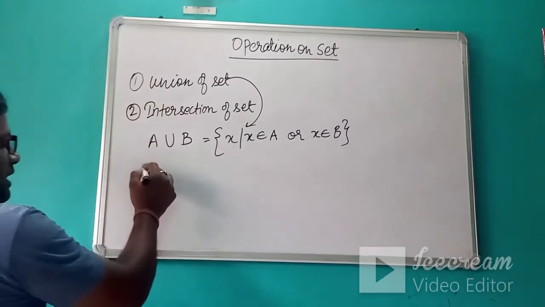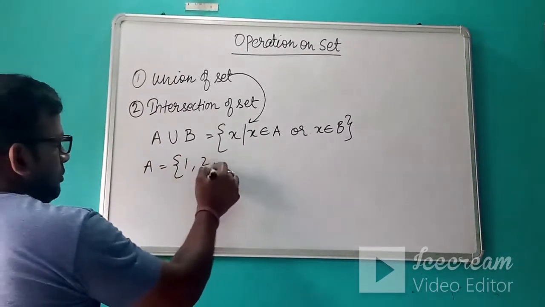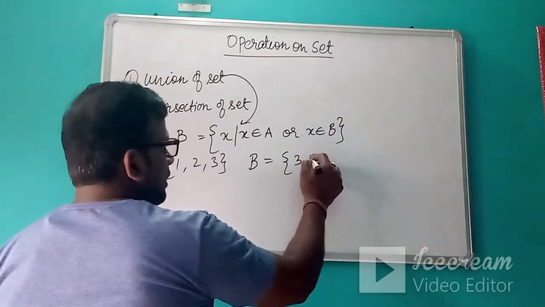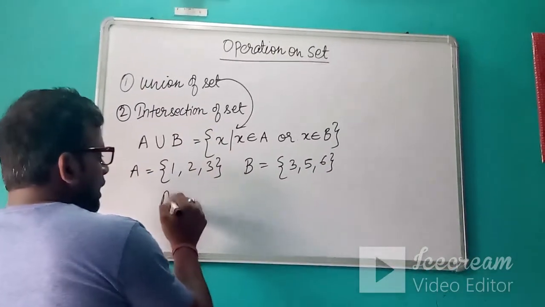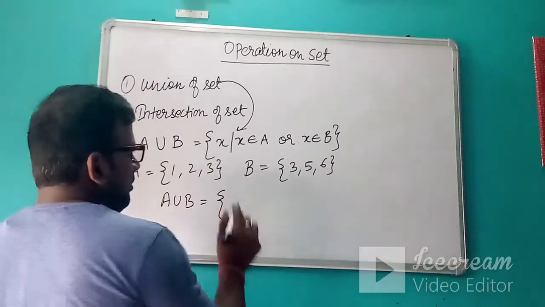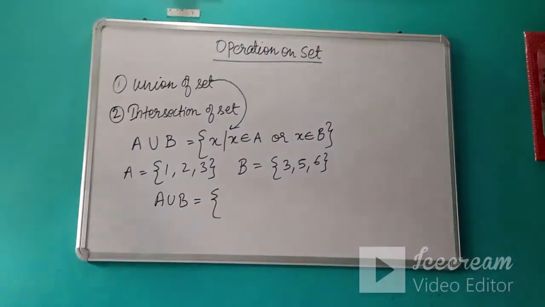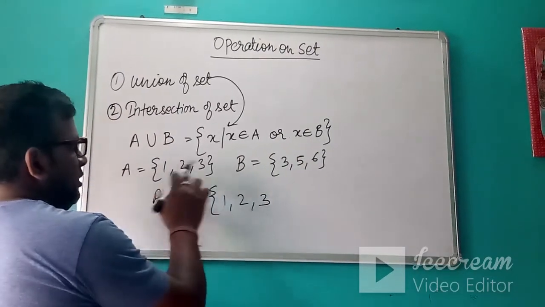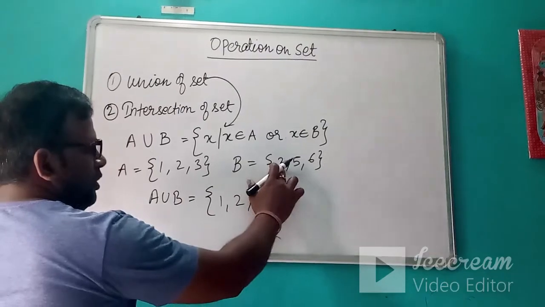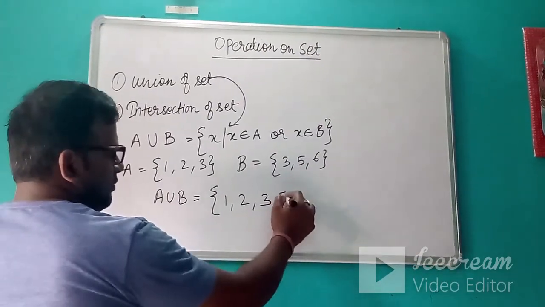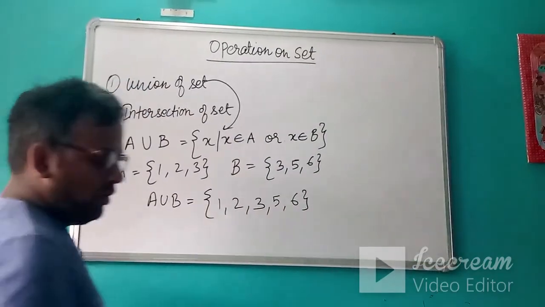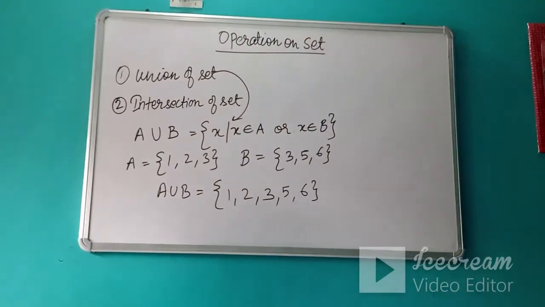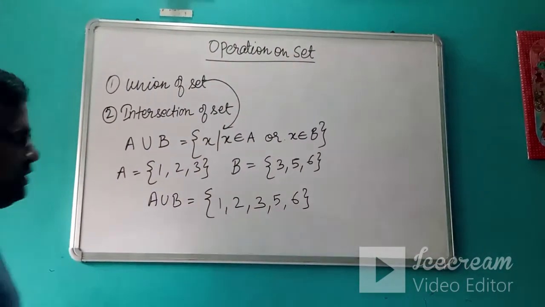For example, suppose I take a set A equals 1, 2, 3, and suppose I take a set B equals 3, 5, 6. So A union B means all the elements which are in the sets A and B. Like 1, 2, 3, all the elements of A. Now since 3 is already there, we will not write 3. Then 5 and 6. Repetitive elements we never count whenever we do the union of sets. So this is the meaning of union of two sets.